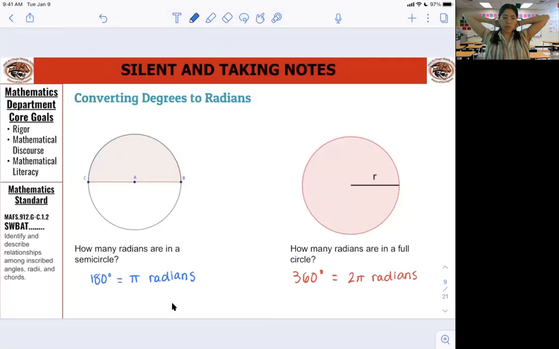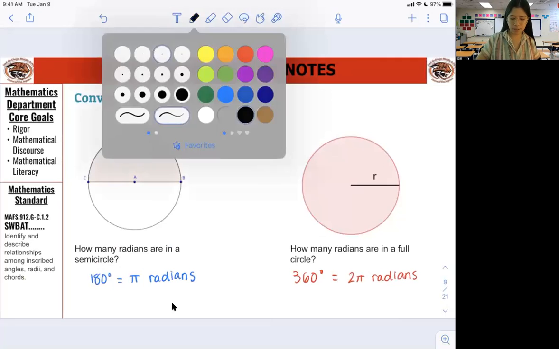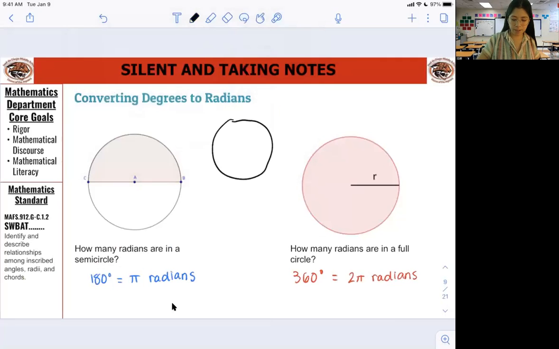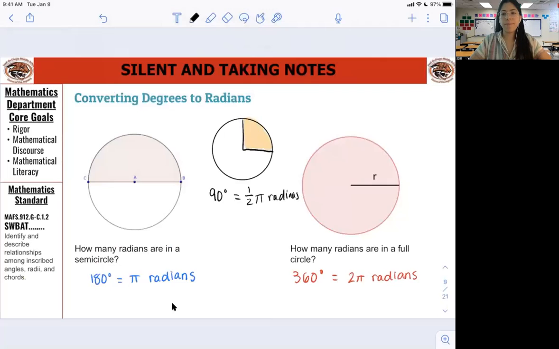Okay, and what about a quarter? That's a good question. How many degrees is a quarter of a circle? 90. What's half of pi? Yeah, half pi radians. And so forth.